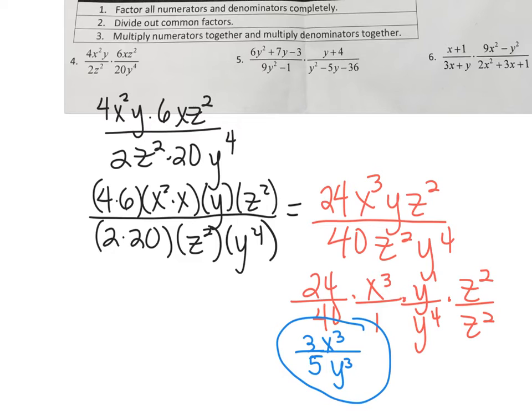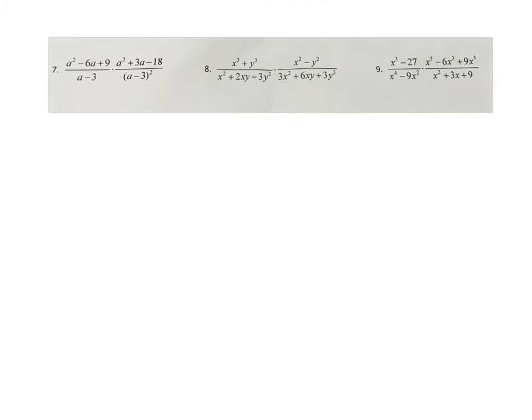Okay. So I want you to try 5 and 6 on your own. Pause the video and then come back and we'll keep going down the sheet. All right, take a look at number 7. Take a look at this sign here. We're multiplying and we have to factor first.